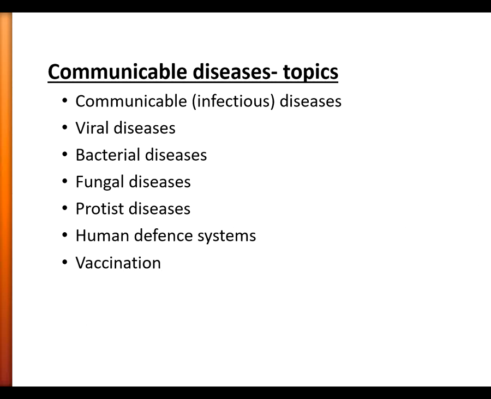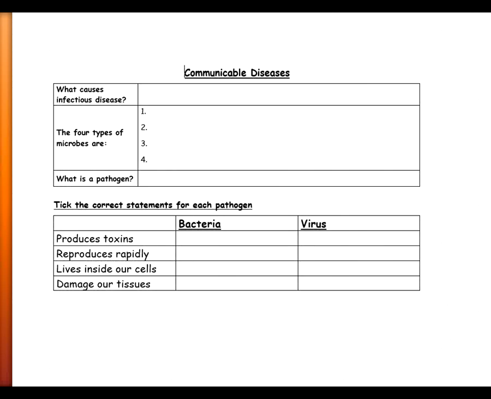So we're going to look at what a communicable disease is, the types of organisms that cause them, a little bit about the human defence system and how it prevents them coming in, and then how vaccinations work. To accompany this, you will need to either print off the worksheet, or if you can't print it off, it doesn't matter, you can just draw these very simple tables or write out the correct answers either into your notes or just on some paper for later.